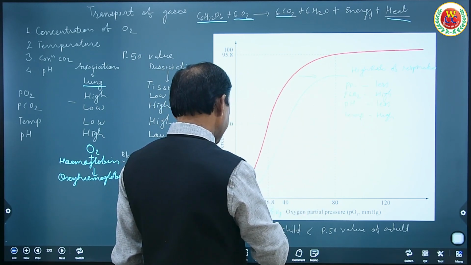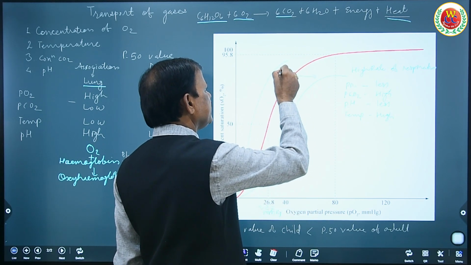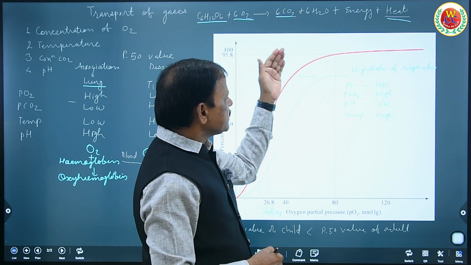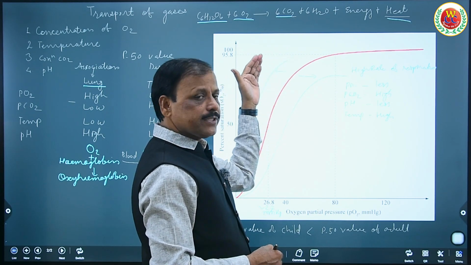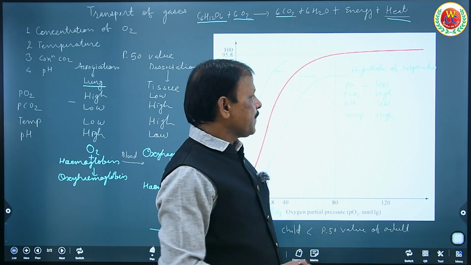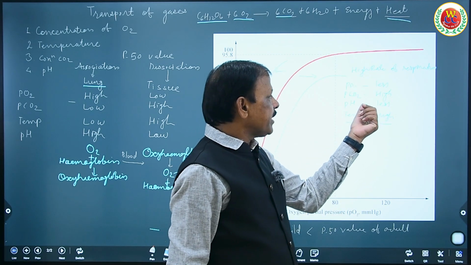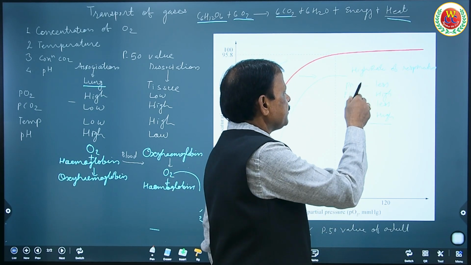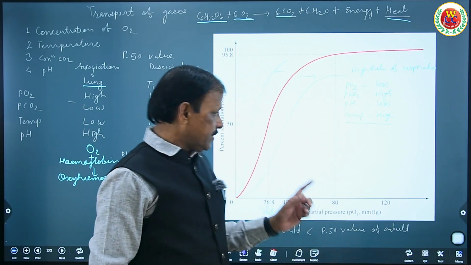The same thing decreases when less respiration is required, as in a child, or in a person who does not exercise and stays in a sitting condition: the P50 value or this curve turns towards the left-hand side. But when there is vigorous exercise, this curve turns towards the right-hand side. It is because, when we exercise, there is a high production of CO2 and the requirement of O2 is very high, and therefore the curve turns towards the right-hand side.